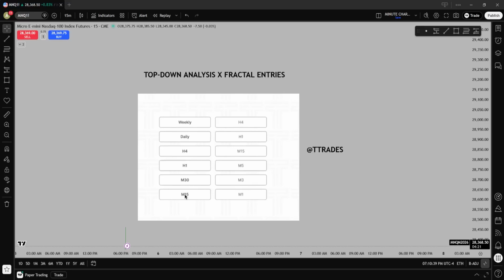Hi YouTube. Today we're basically gonna go over how I bottom ticked the market today using top-down analysis and fractal entries. These are my time frame pairs that I use. I use the weekly, go down to the 4 hour. I use the daily, go down to the hour.